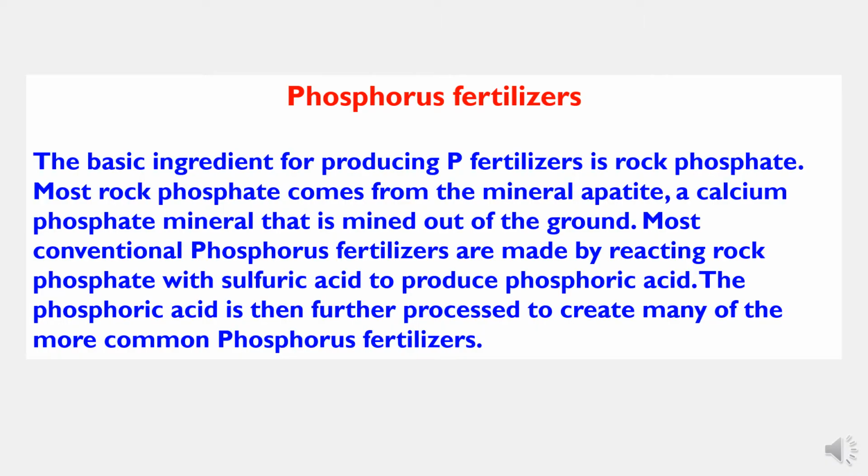Next fertilizer category is phosphorus fertilizers. The basic ingredient for producing phosphorus fertilizer is rock phosphate. Most rock phosphates come from the mineral apatite, a calcium phosphate mineral that is mined out of the ground. Most conventional phosphorus fertilizers are made by reacting rock phosphate with sulfuric acid to produce phosphoric acid. The phosphoric acid is then further processed to create many of the more common phosphorus fertilizers.